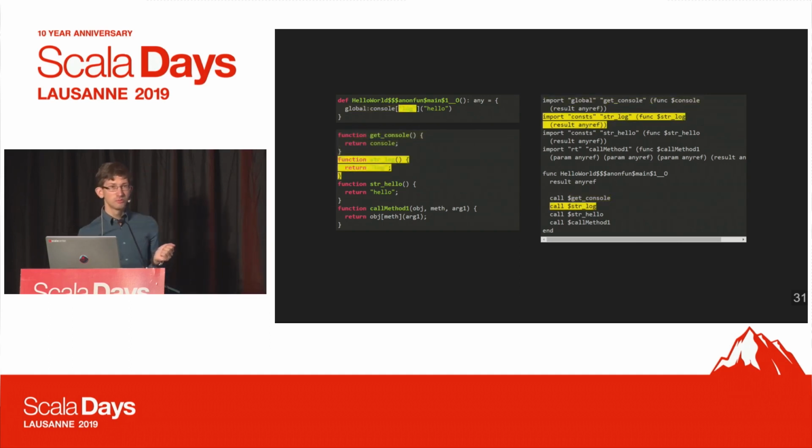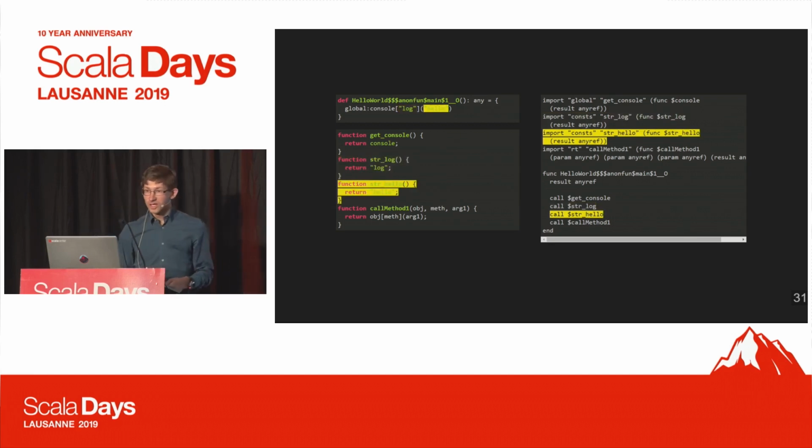Then I have to put the string log on the stack. But WebAssembly doesn't know how to create a JavaScript string. But it's not a problem. We can write a JavaScript function that returns the constant log, which is a string. We can import that function, call it, and we receive the string as an anyRef. And we can do the same with the other constants in our program, like the string hello.